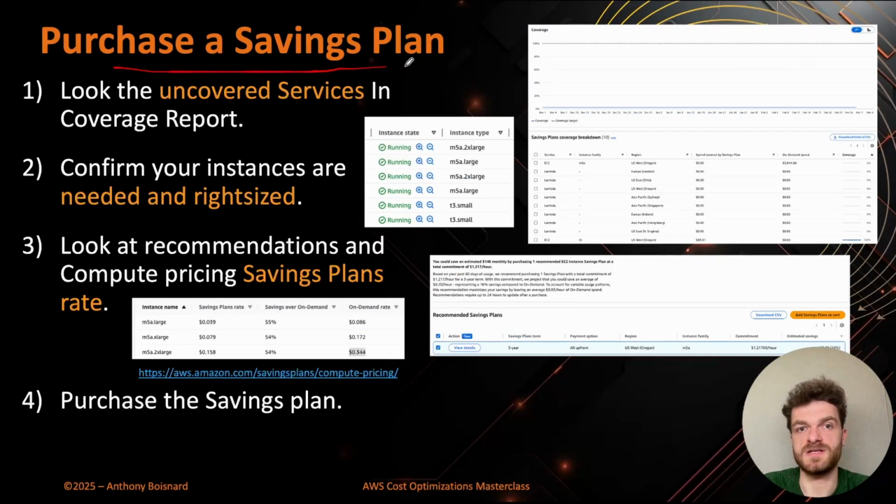To purchase a savings plan, you can first go into the coverage report and look at the uncovered services. So in this example, in the coverage report here, I can see that the coverage percentage is very low, less than 5%, okay? And then below you can see the breakdown. In the breakdown, you can see that only my EC2 T3 family in my Oregon region is being covered at 100%. All the other services are zero.